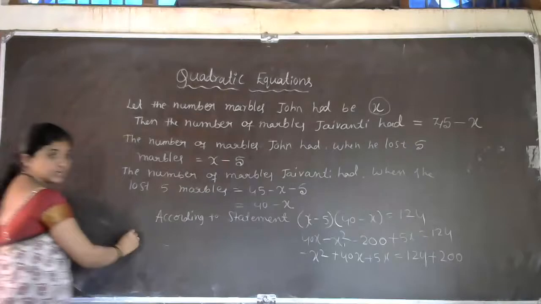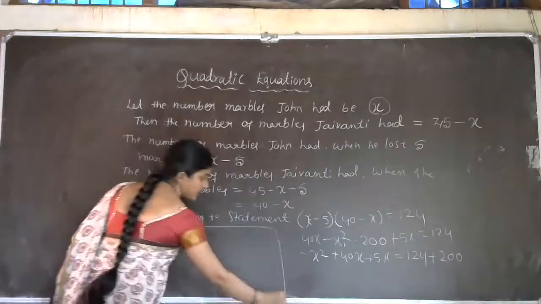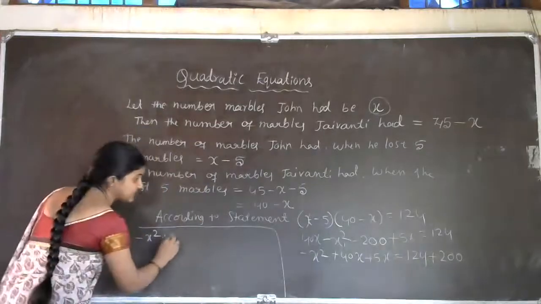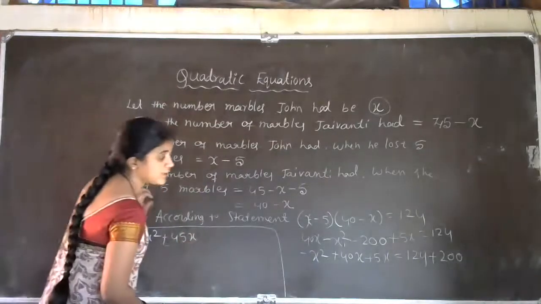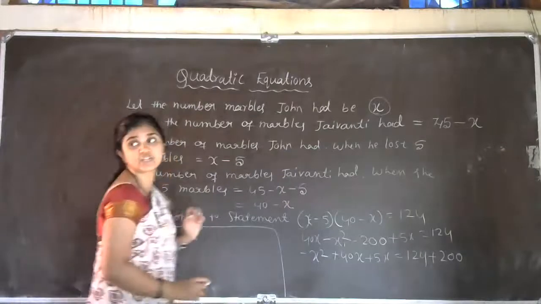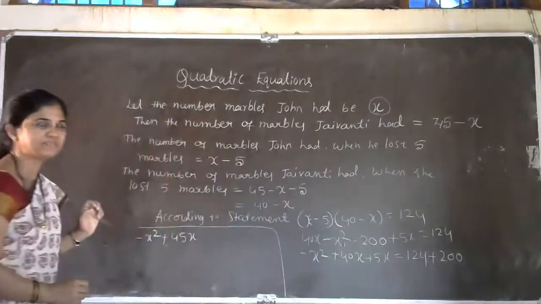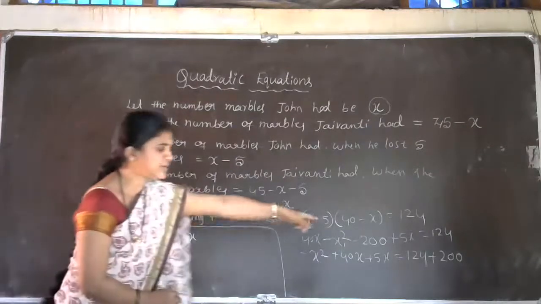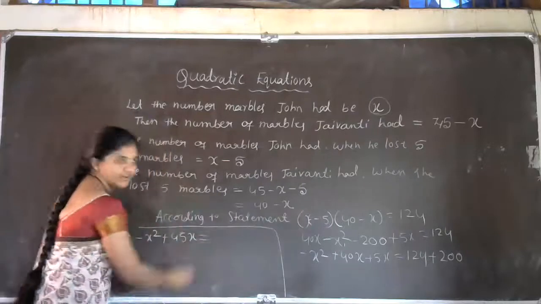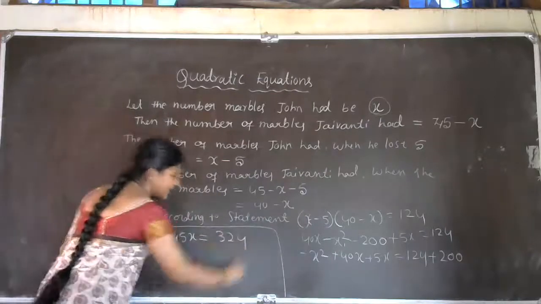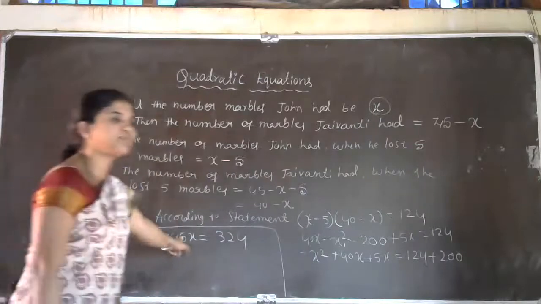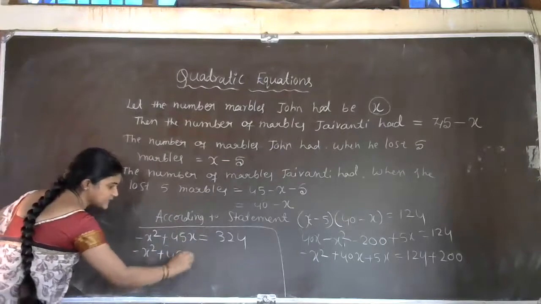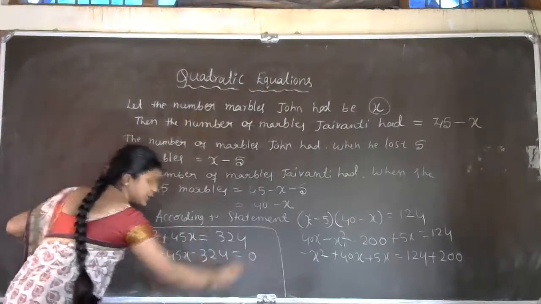Is it visible now, students? Can I write here? Better I'll write here. So minus x square. Then 40x plus 5x is 45x. Then 124 plus 200, what is the result, Akshay? 324. Okay, so now the quadratic equation standard form we have to write. So that is minus x square plus 45x minus 324, which is equal to 0.